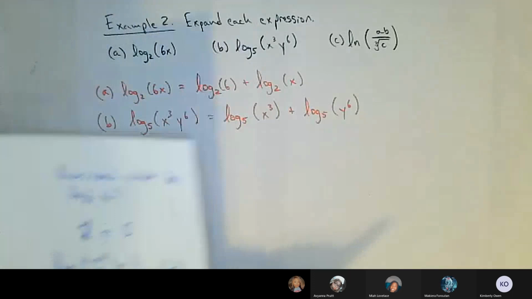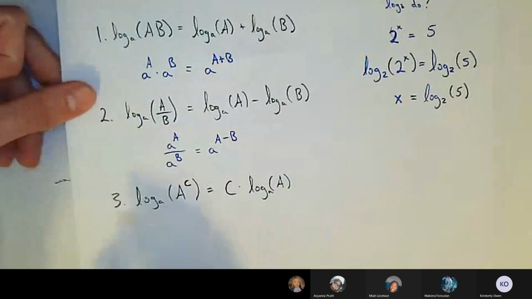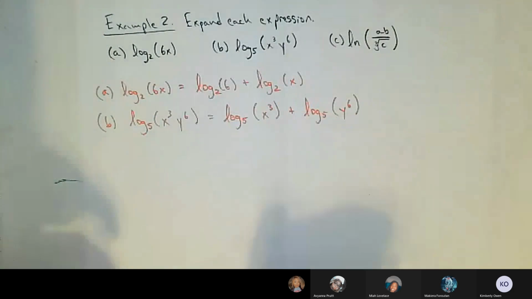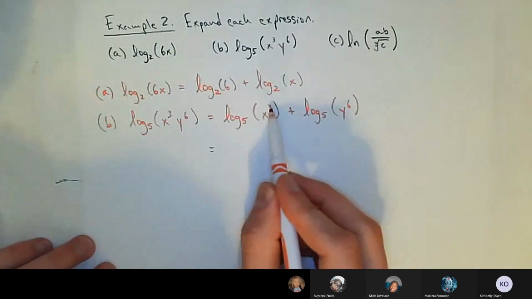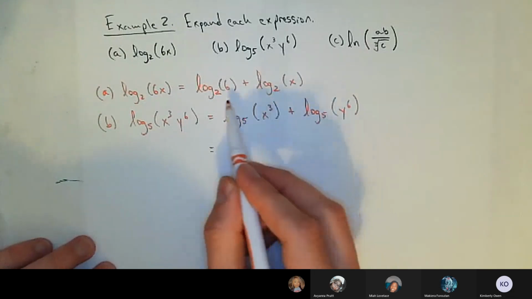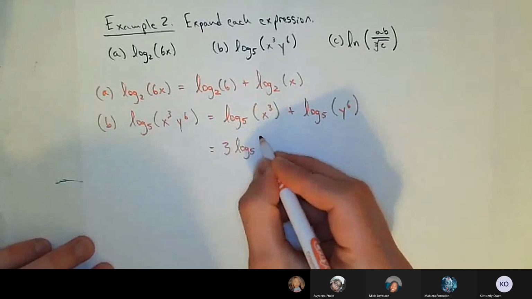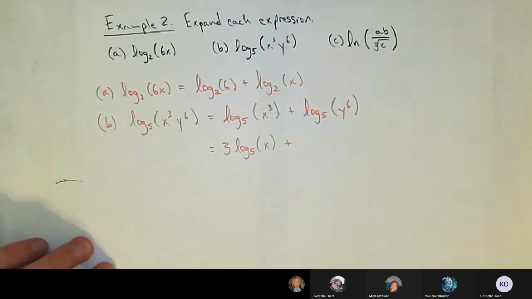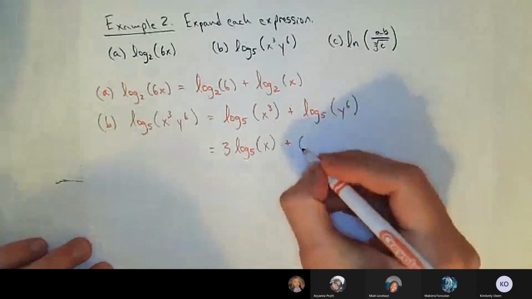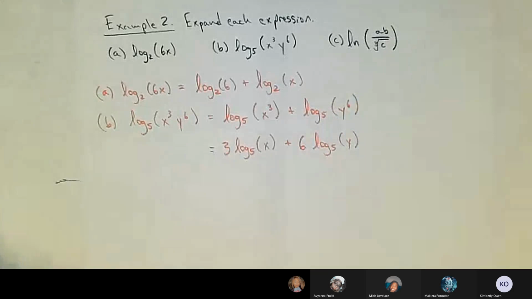But we can also now use law 3 to take the exponent on each of these things and stuff it outside of the log. So what I mean by that is we'll say this here, the 3 in the exponent position on the x gets stuffed outside like this. So we'll say 3 times log base 5 of x. And then similarly, this one will be 6 log base 5 of y. And that's as far as we can go with this one.